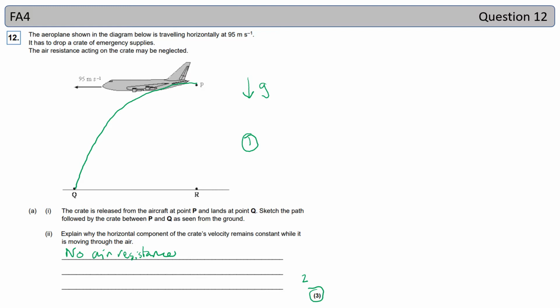Well, if there's no air resistance, there is no force in the horizontal. Since F is equal to ma, no force equals no deceleration, which equals constant speed.